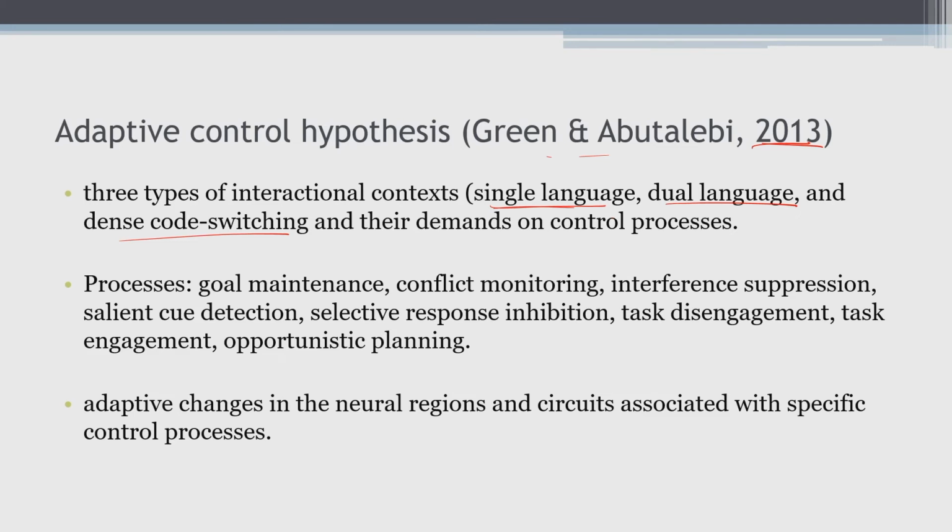context, and they say that depending on what context the bilingual actually comes from, there will be different kinds of effect on these various types of cognitive control process: goal maintenance, conflict monitoring, interference suppression, salient cue detection. So, basically they further segment the cognitive control processes into these sub processes, and they say that each of them might get differently affected by the kinds of interactional context that the bilingual comes from. So, adaptive changes also will happen in the neural regions and circuits associated with specific control processes.